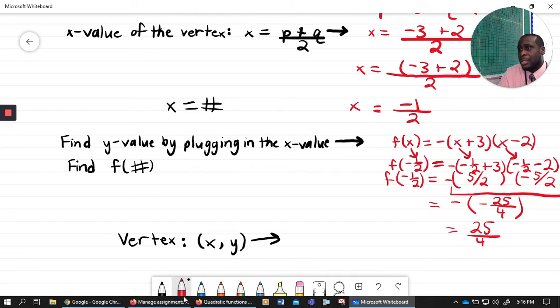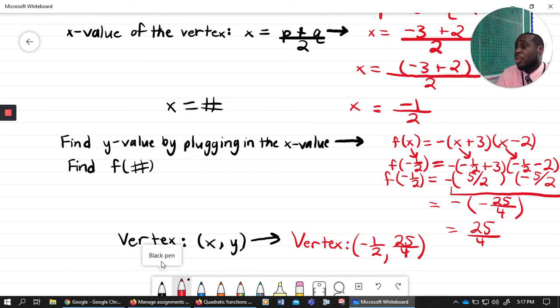Alright, so our vertex is negative 1/2 or negative 0.5, and the y value is 25 fourths or 6.25. Yeah. That's it as far as how I want you to show your work on the Delta Math assignment.